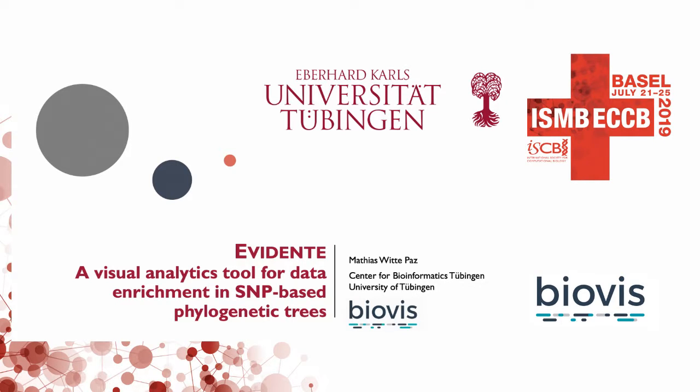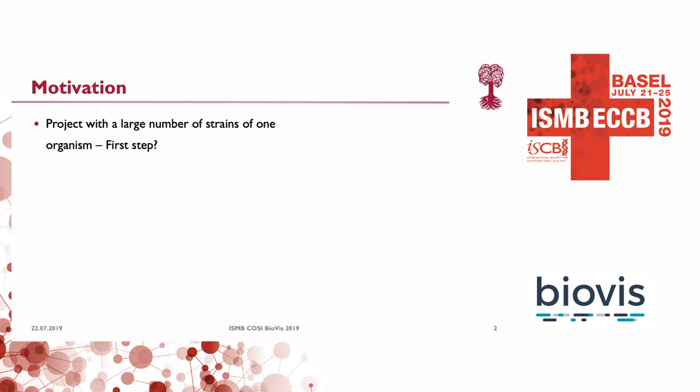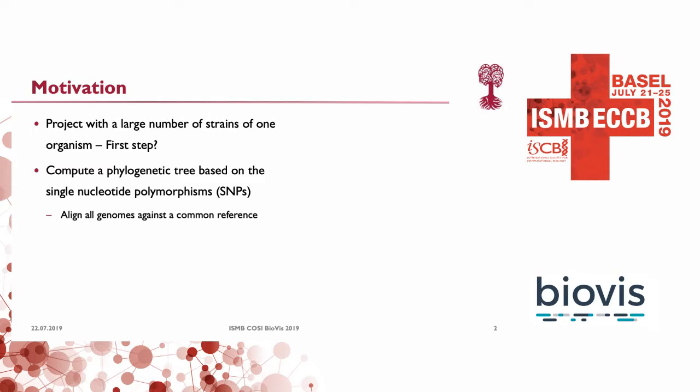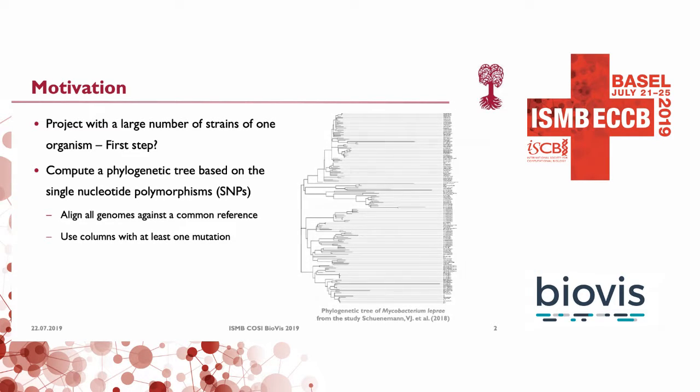When we face a project where we would like to analyze a group of strains coming from one organism, one of the first steps could be to reconstruct a phylogenetic relationship among these strains. This can be done by using single nucleotide polymorphisms. To do this, we first align all of the genomes we have against a common reference, and then we use all of the columns that have at least one mutation to reconstruct such a phylogenetic tree. This tree could look a little bit like this.